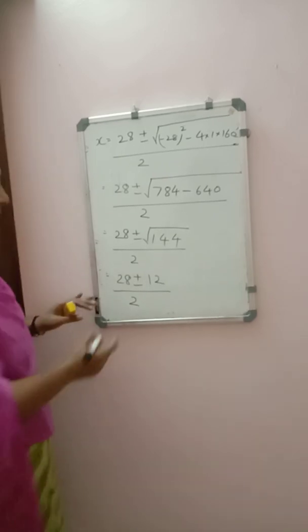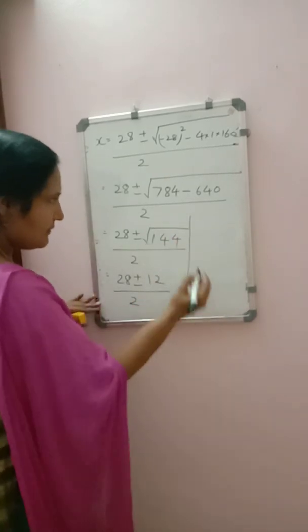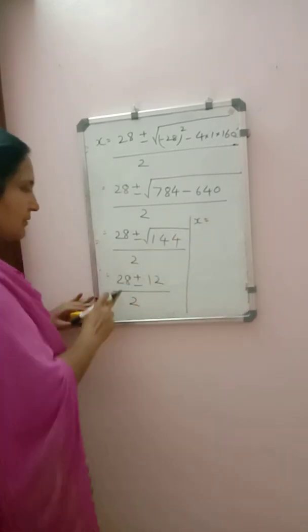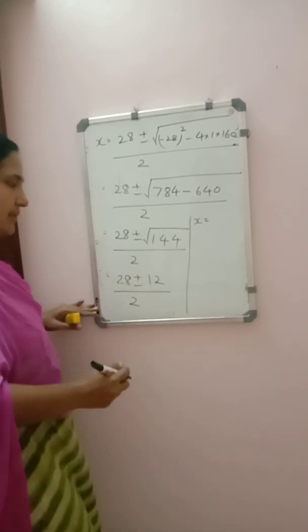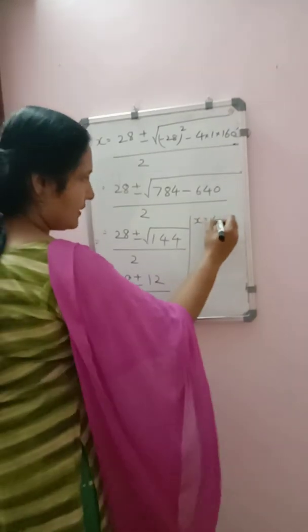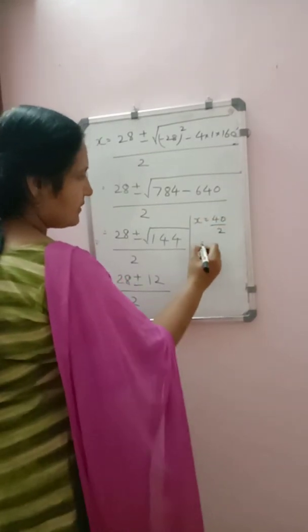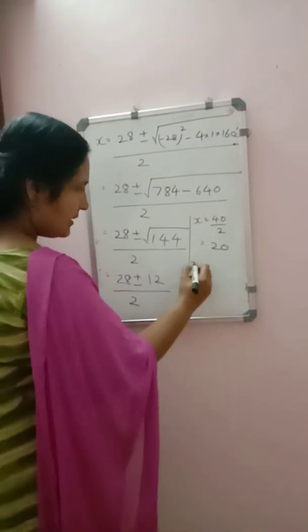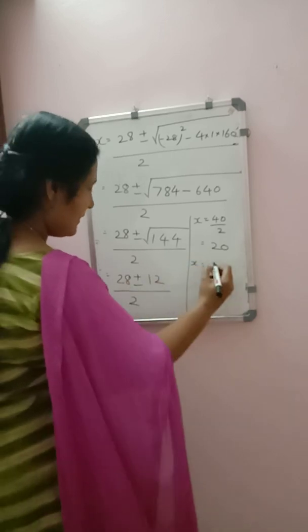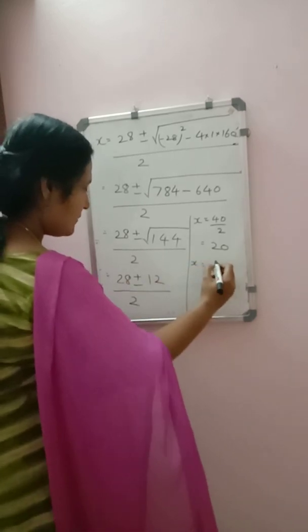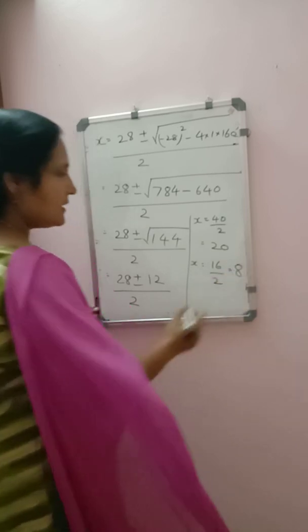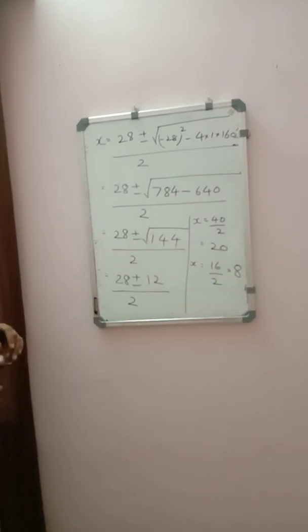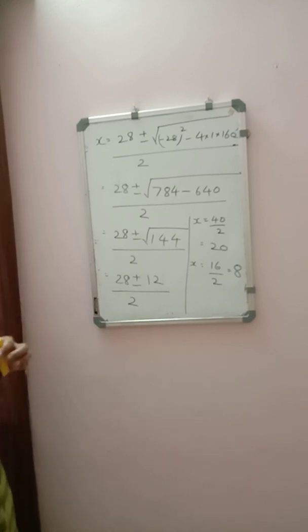Now first we take the positive and then the negative sign. x is equal to 28 plus 12, which is 40, by 2, so 20. Or x is equal to 28 minus 12, then it will be 16 by 2, which equals 8. Hope the method is clear to you.